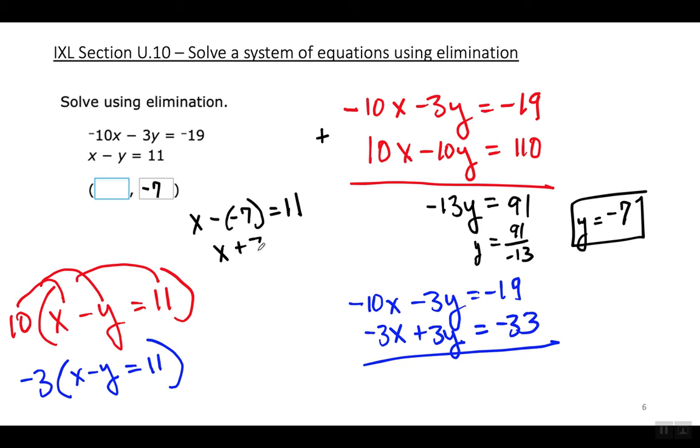So x plus 7 equals 11. So x equals 11 minus 7. I wrote that kind of messed up. But so x is going to equal 4. And there's my answer.